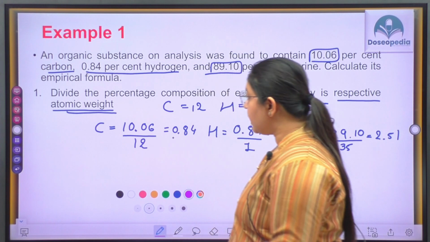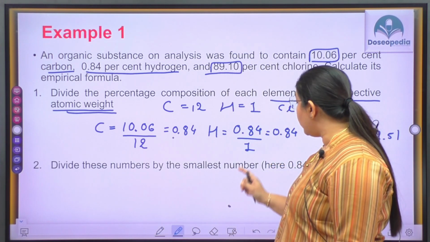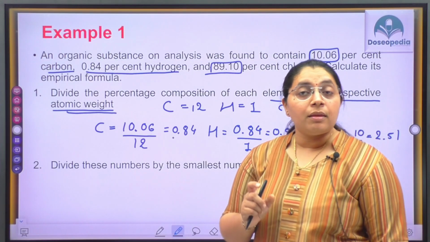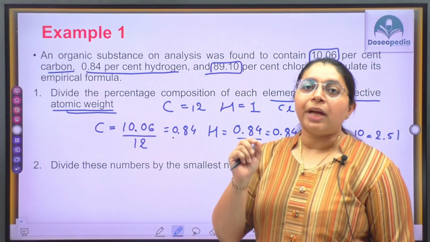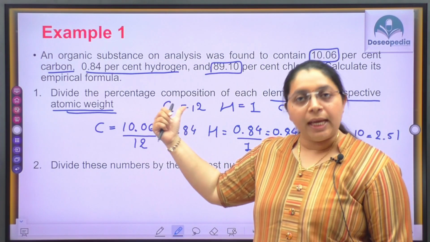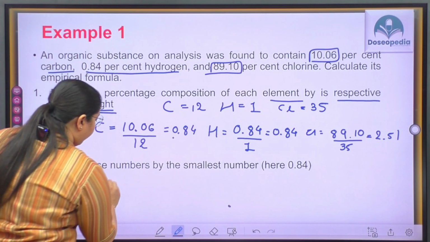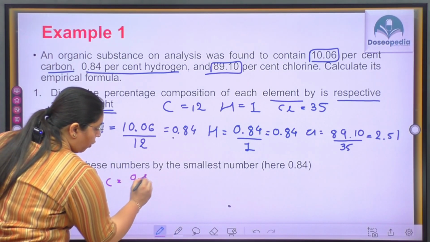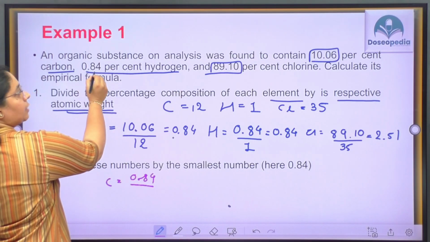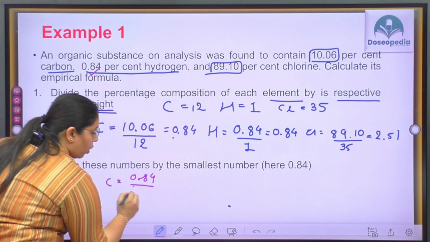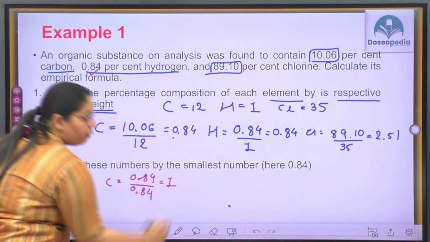So what is the second step? Divide these numbers by the smallest number, the least percentage of the element given in the organic compound. So let's divide it. For carbon, 0.84 divided by, what is the least percentage here? It is again 0.84. So let's divide by 0.84. So the answer will be 1.